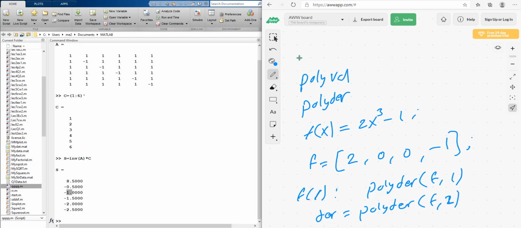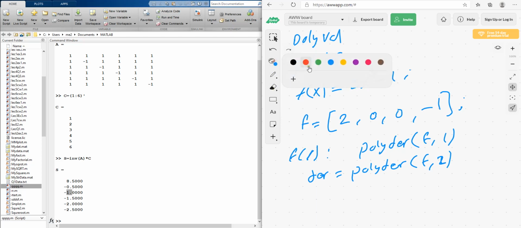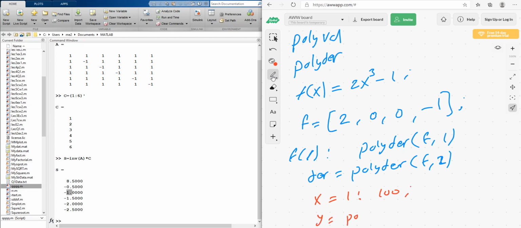If you want to plot this function, we have to define the value of x. Say that I have x equal from 1 to 100 as an example. Then we can find the value of y. Say polyval, I want to evaluate the polynomial f at each point of x. So we get a vector. Then we can plot, as an example, we can use the plot function, plot x, y.